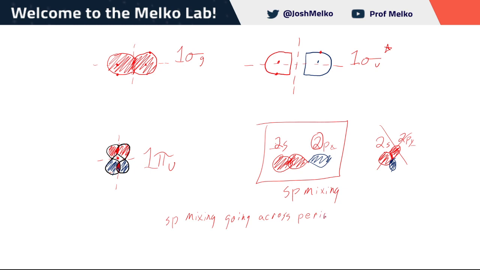Because the energies of these atomic orbitals from which they're built are separating, right? The gap is getting larger. There's a larger gap between 2s and 2p as I go across the periodic table. So the sp mixing going across the periodic table decreases. And it decreases because the separation in energy between the s and the p orbital increases. And that's increasing because of shielding.